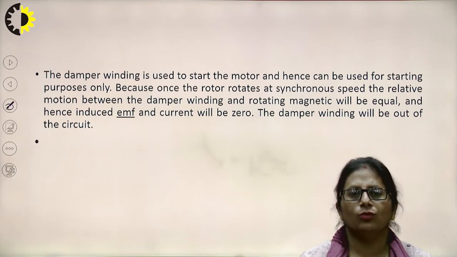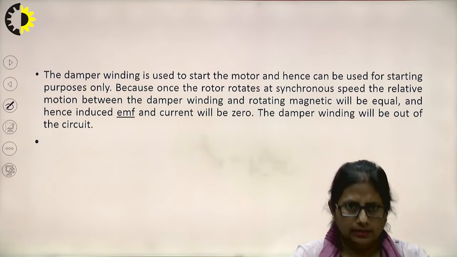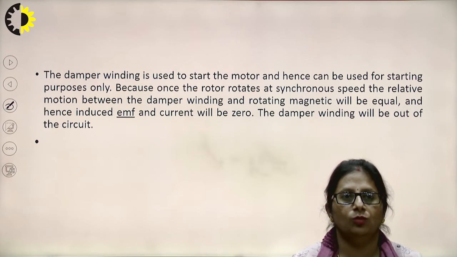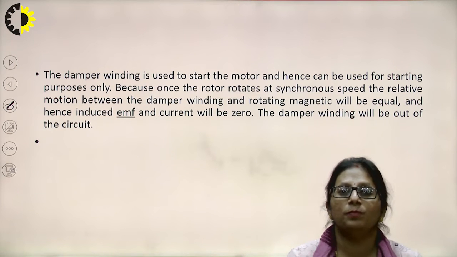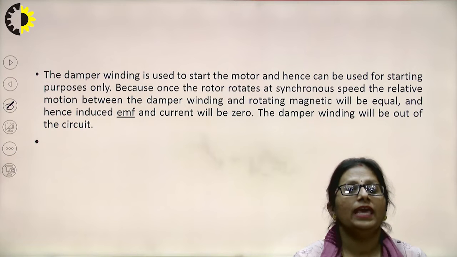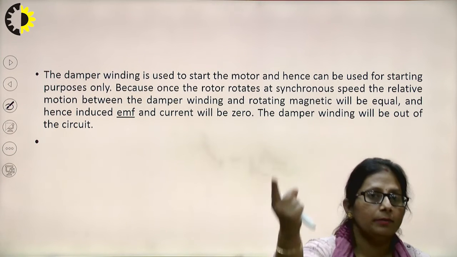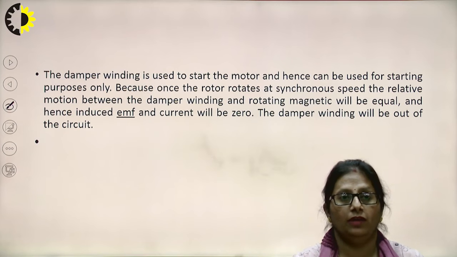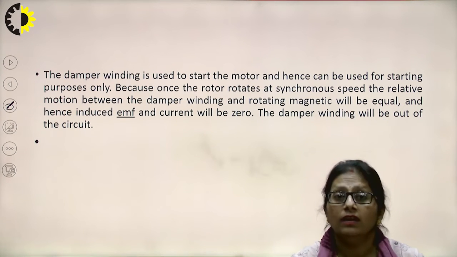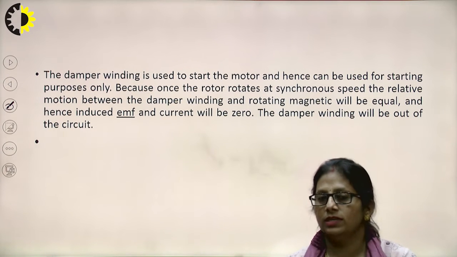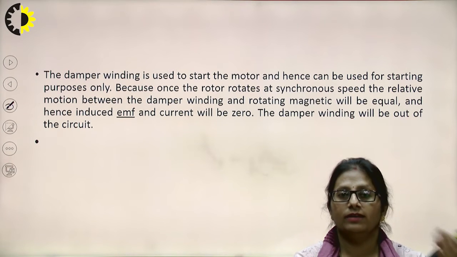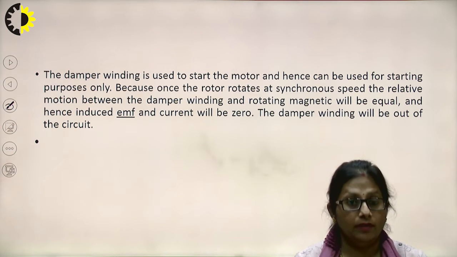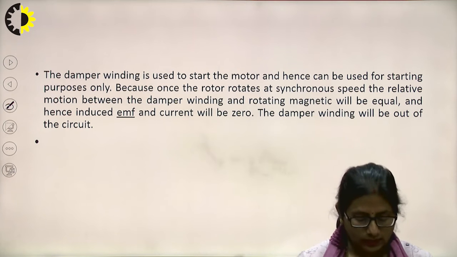Now, once the motor starts to rotate, what happens to the damper winding? Will it still be producing its own torque, or its own EMF? No. As in the case of a three-phase induction motor, once the motor rotates at a speed of Ns, there is no relative motion between the rotating magnetic field and the rotor. If there is no relative speed, there will not be any induced EMF in the damper winding. No induced EMF, no current, no flux cut, no torque being produced. So it will just sit like that, out of the electrical circuit. It will be there, but out of the electrical circuit. That is the functioning of the damper winding.